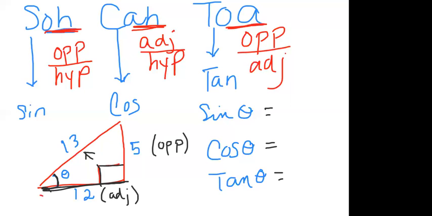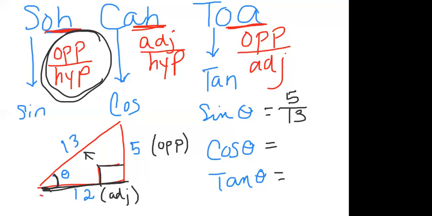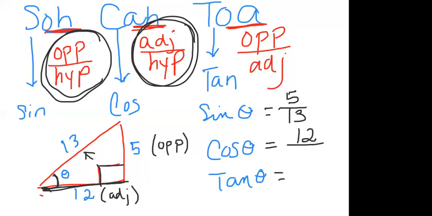So let's find a ratio for sine. Sine theta, sine of the angle, would be, remember, the opposite over the hypotenuse. So the opposite side is 5. The hypotenuse is 13. So 5 over 13 would be the ratio of sine theta. Now, cosine theta, remember, is the adjacent over the hypotenuse. You've already identified your adjacent side, which is 12, and so the hypotenuse length is 13.